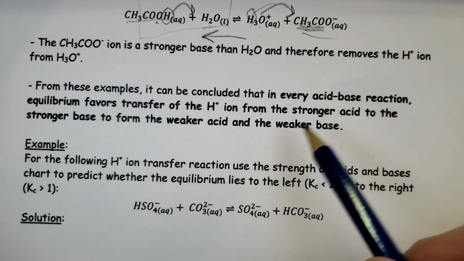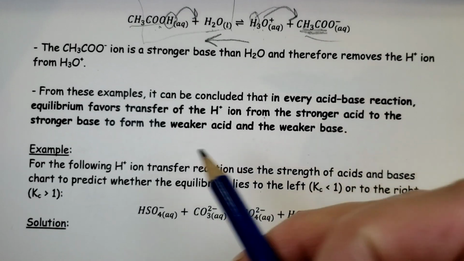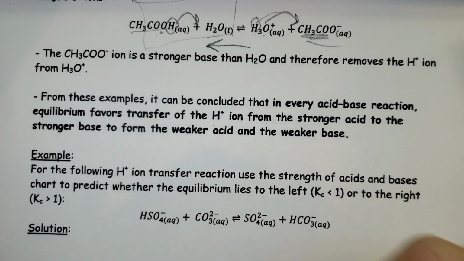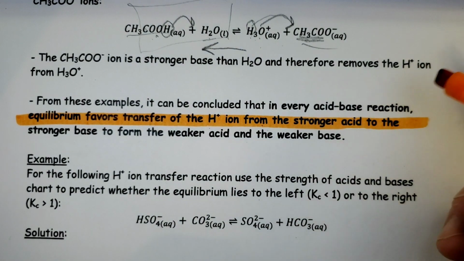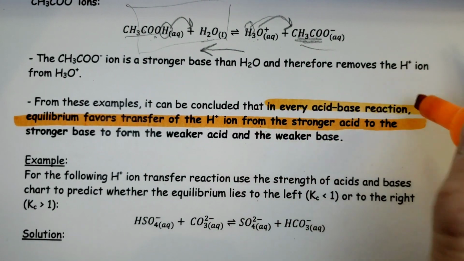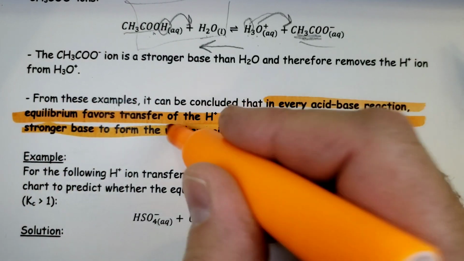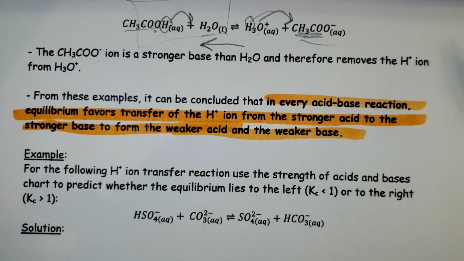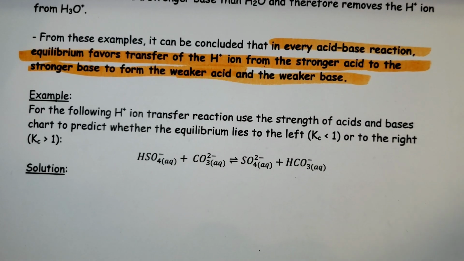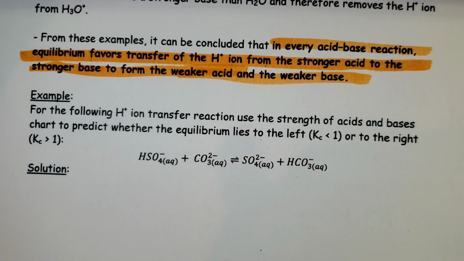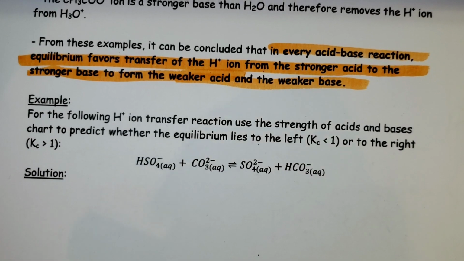From these examples, it can be concluded that in every acid-base reaction, equilibrium favors transfer of the H⁺ ion from the stronger acid to the stronger base, forming the weaker acid and weaker base. And we'll see how to figure that out by using that chart that we saw on that first page and through some of these examples right here.